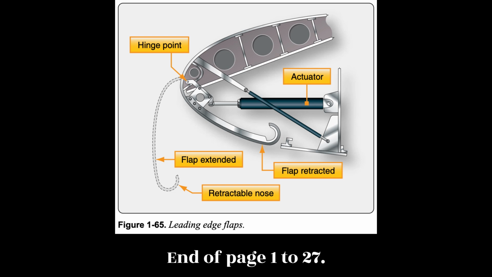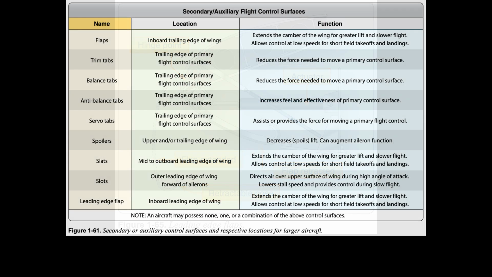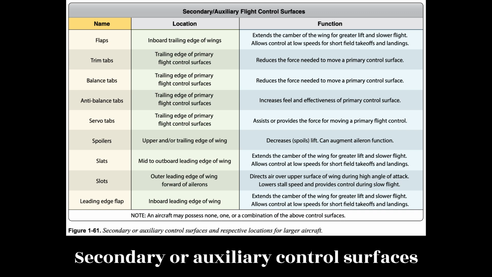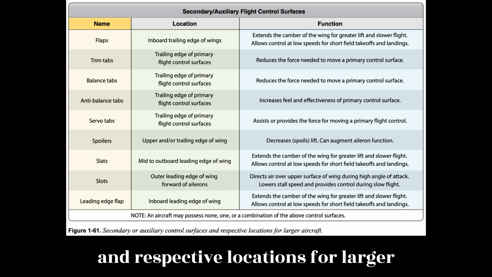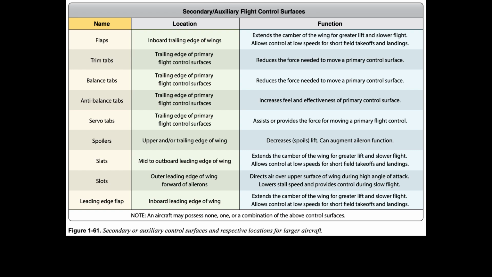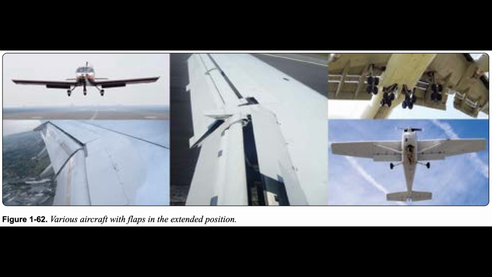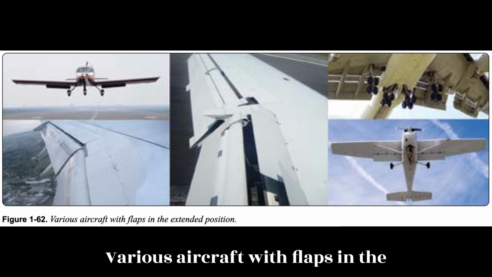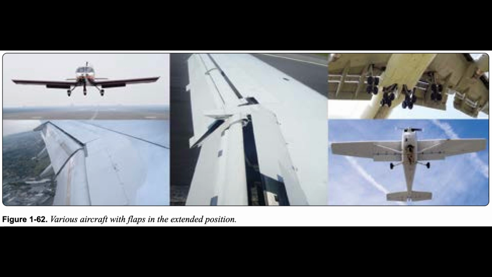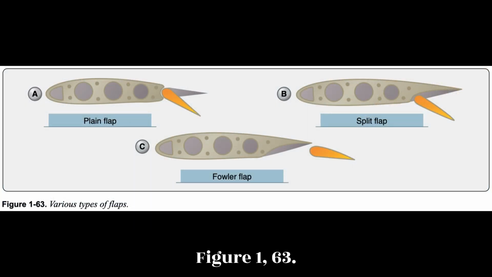End of page 1-27. Figure 1-61. Secondary or auxiliary control surfaces and respective locations for larger aircraft. Figure 1-62. Various aircraft with flaps in the extended position. Figure 1-63. Various types of flaps. End of page 1-28.